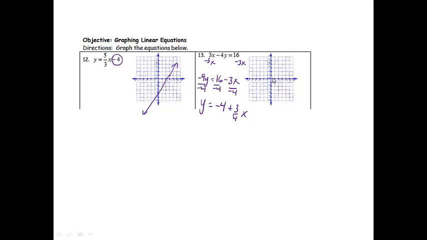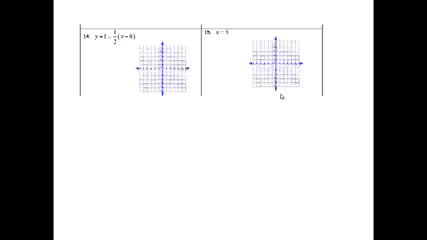All right, now from here we're going to start down at -4, and then my slope is 3/4, so we're going to go up 3/4. And then we don't need to worry about solid or dashed again because there's no less than or greater than sign. So that's how we'd graph those ones.